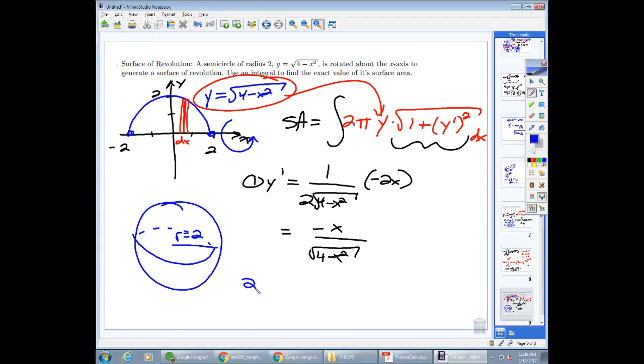That's negative x over the square root of 4 minus x squared. Step 2 is to square that. And we can probably add 1 at the same time. You mind doing steps 2 and 3 together? So I think we'll have 1 plus the square of this, I believe, is going to be x squared over 4 minus x squared. That's nice, the square root went away.